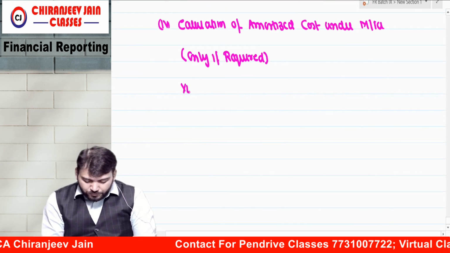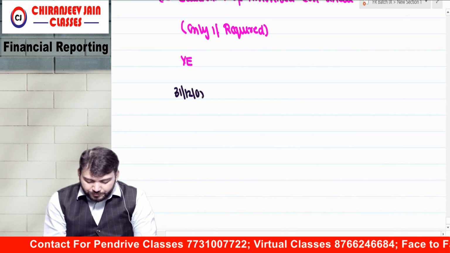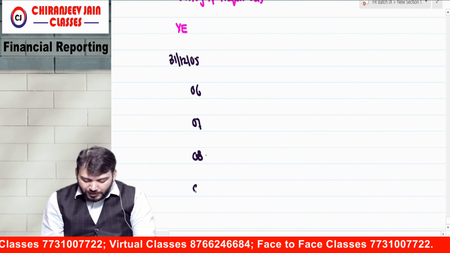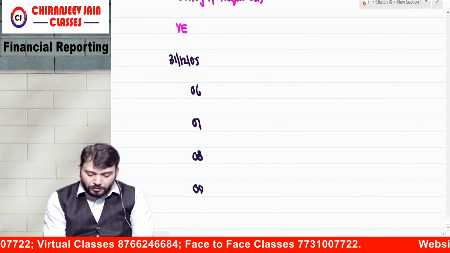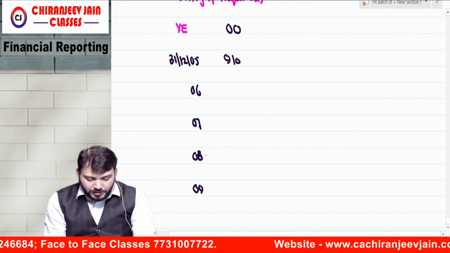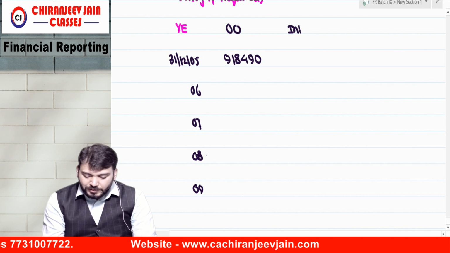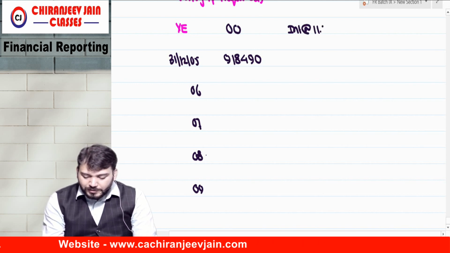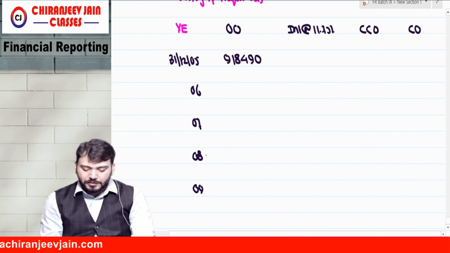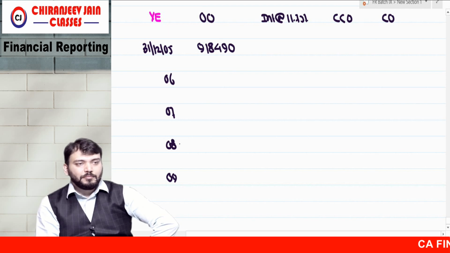So we will start now with year end 31/12/2005, then 6, 7, 8, and 9. Then we write opening obligation. Opening obligation is 9 lakh 18,490. Now we need to calculate interest at 11.75%. Then contractual cash outflow, then closing obligation. Give me the interest expense of each year.